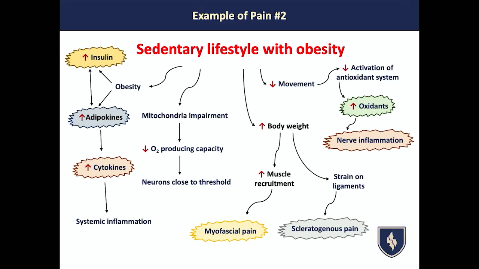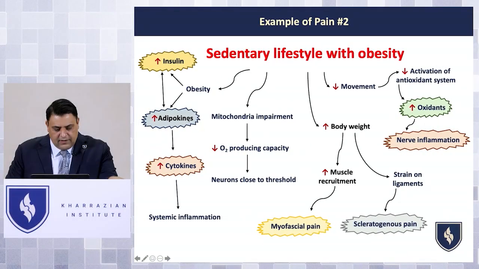And then another scenario, let's say you have someone with a sedentary lifestyle with obesity. So obesity is going to increase insulin, it's going to increase the adipokines, it's going to increase cytokines. It's all part of the metabolism of obesity. That's all going to cause systemic inflammation. You're going to have mitochondrial impairment from many of these mechanisms. Their ATP output is going to be compromised. There's going to be neurons close to threshold. They're going to have decreased movement. There's decreased activation of antioxidant systems when people are sedentary, so they don't really make many of their own antioxidants anymore. This can add to the nerve inflammation they already have.